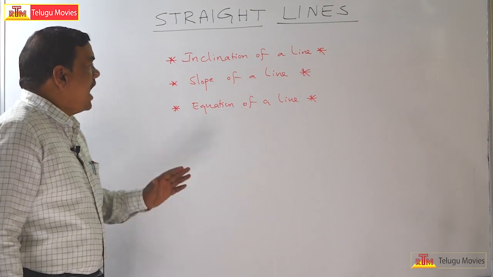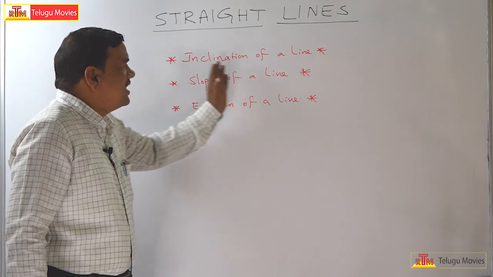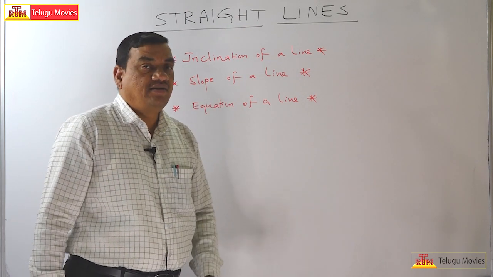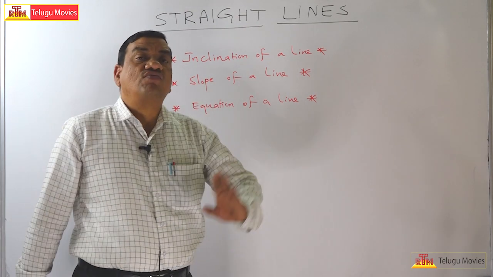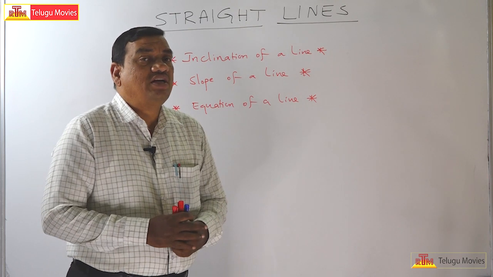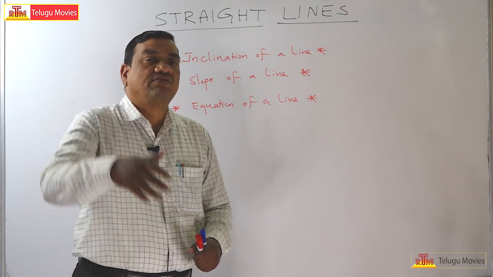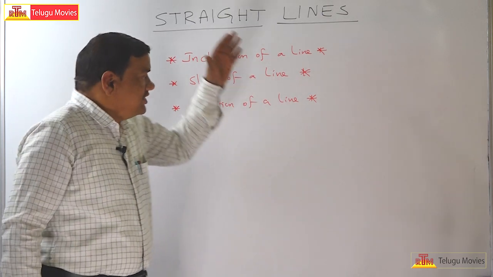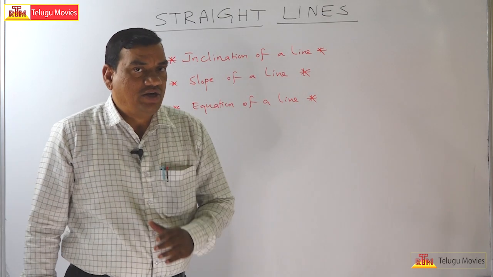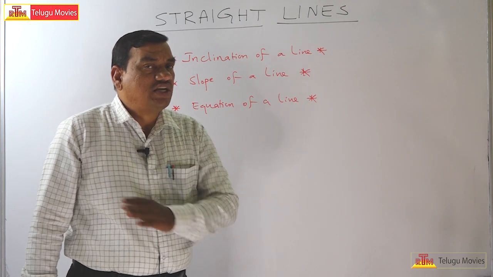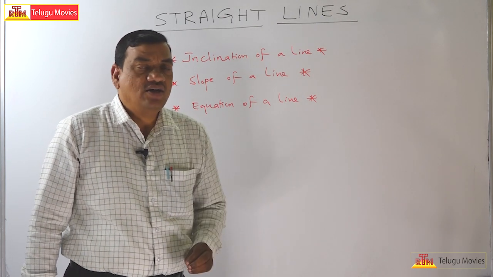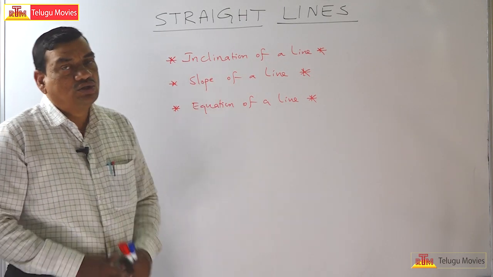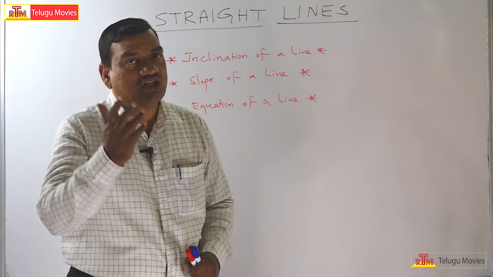In this video, I am going to explain what is the inclination of a line, what is the slope of a line, and what is the equation of a line, the actual meaning of the equation of a line. Generally, we use the words equation of a line. What is the meaning of that? I am going to explain these three topics very detailedly. So don't skip this video, watch till the end, so you have a complete idea about these three topics. Without wasting our valuable time, let us start our class.